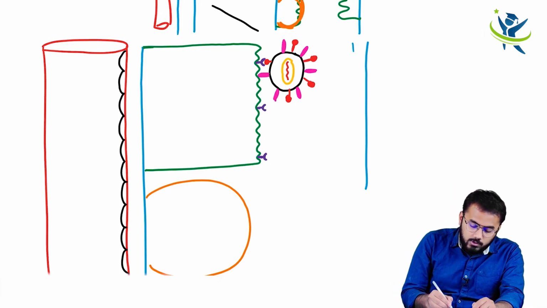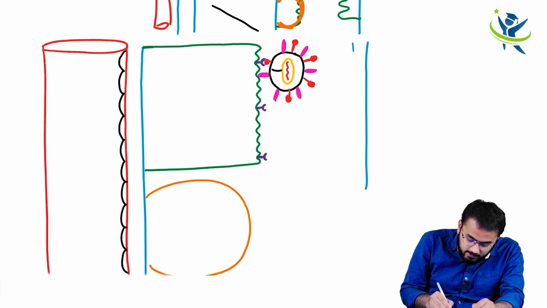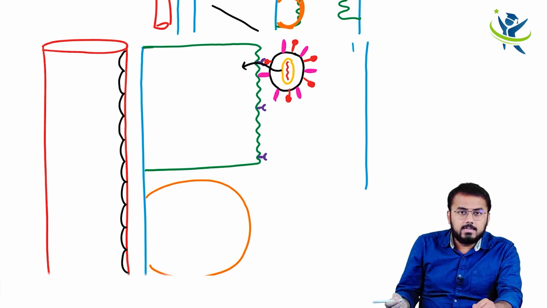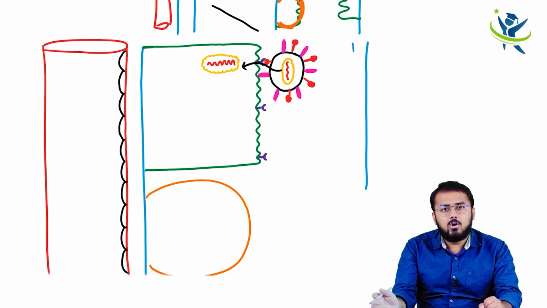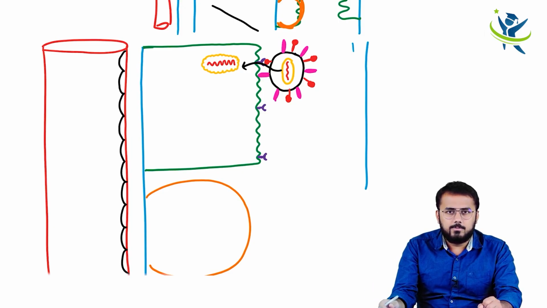So now slowly this entire viral genetic material will enter inside. So you can very clearly see the viral genetic material inside. Surrounding the viral genetic material, you have got your beautiful nucleocapsid. The entire envelope, all the proteins, everything is outside.